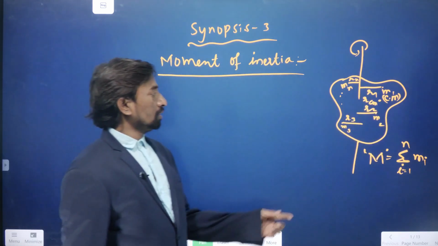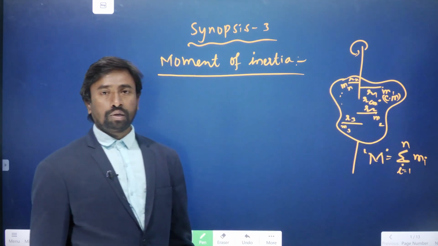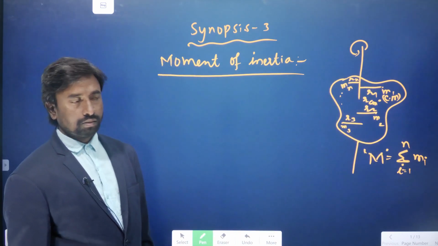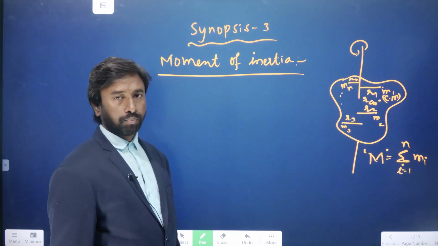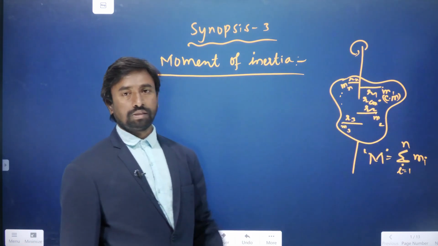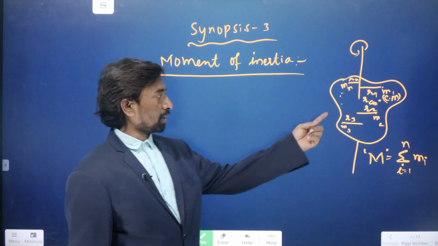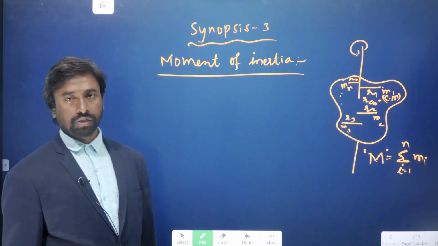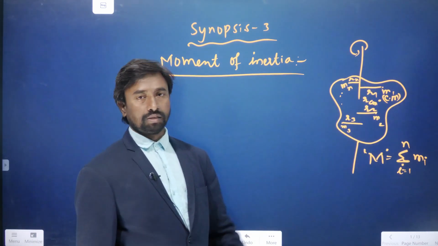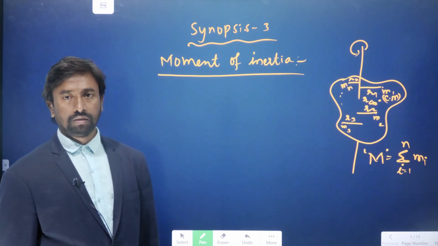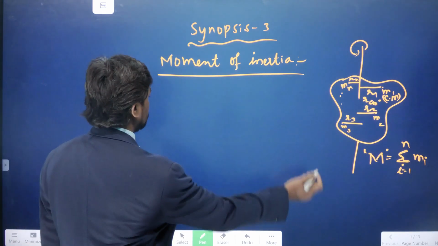Now the moment of inertia of that whole mass of the body can be defined as the product of the mass of the rigid body and the square of the perpendicular distance from the axis of rotation to the center of mass of the rigid body. So it can be written as the formula here.